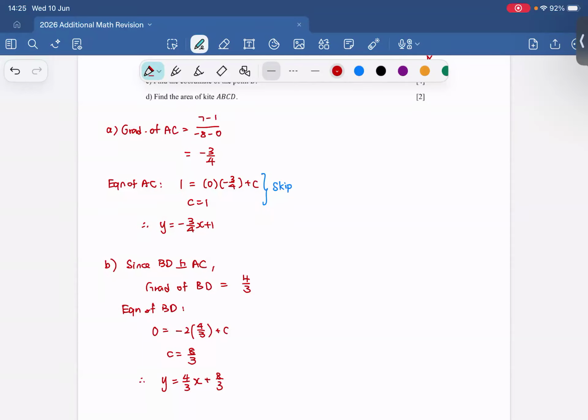You find the intersection of the diagonal.